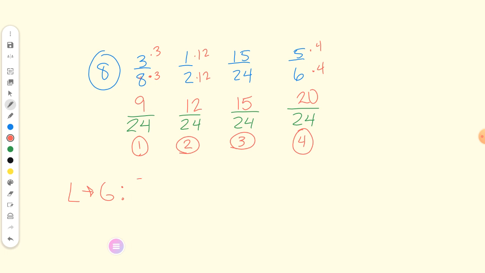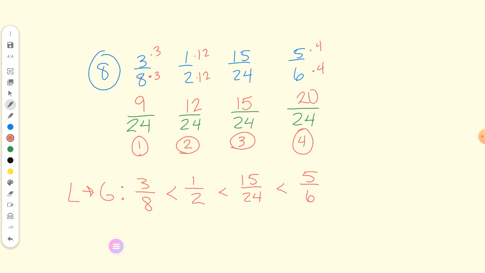So we will write 3 eighths is less than 1 half, which is less than 15 24ths, which is less than 5 sixths. We would go through that exact same process if I was just trying to decide greater than, less than, or equal to for just two fractions. Okay, so this is actually harder than what we'll do on our homework tonight.